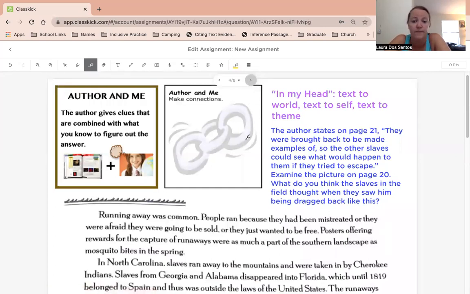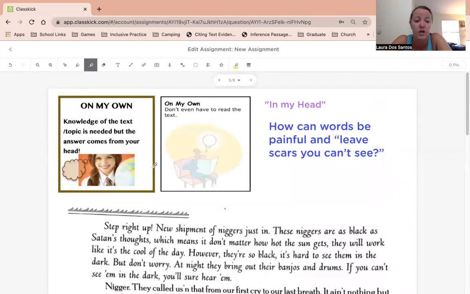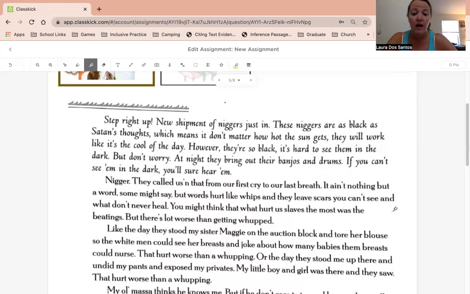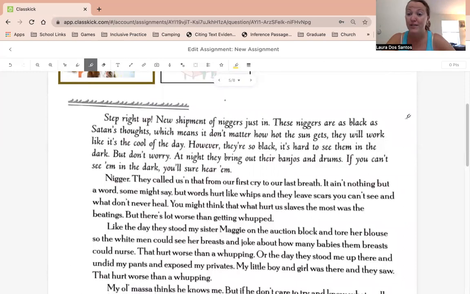And the last question is also in my head, but this is called on my own. What's great about this question is it's more about the big picture, the big ideas, the essential questions, as we say in our content areas. You don't have to have read the text to answer this question. So with slavery comes some really uncomfortable conversations. The N word is a very uncomfortable conversation to have with 10-year-olds. But it is very important that they understand the impact of word choice and how words have meaning, good and bad.